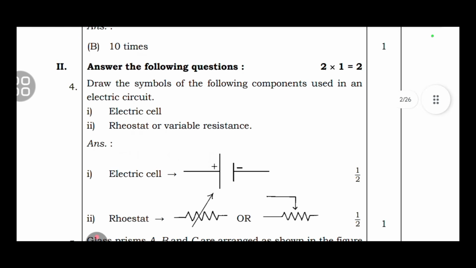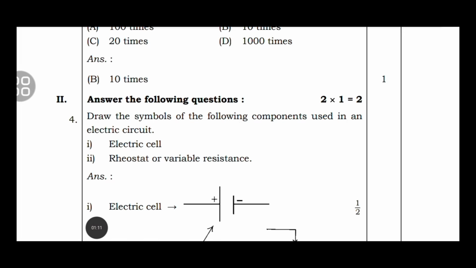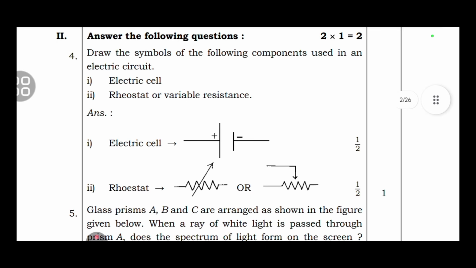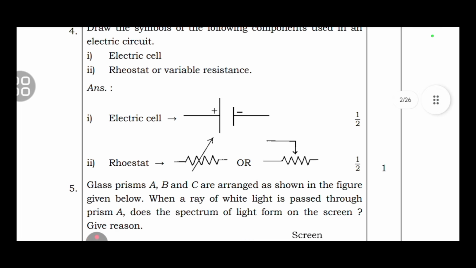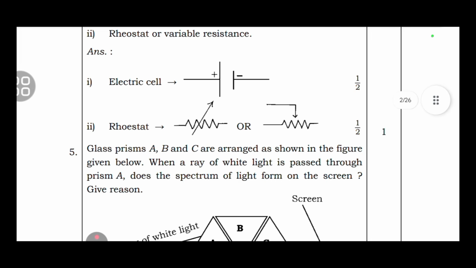Coming to the fourth question, 1 mark questions. Again, this question is important because from the electricity chapter, they will ask this fixed question regarding the symbols. You have to draw the symbol for the given component. So they ask electric cell and rheostat or resistance. The second one is the rheostat, which will vary the resistance as required.